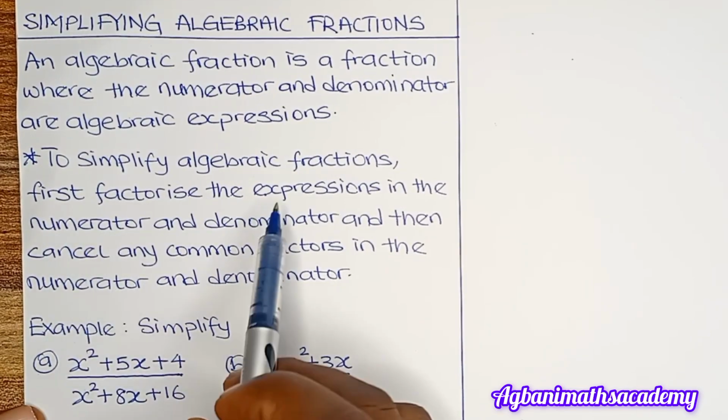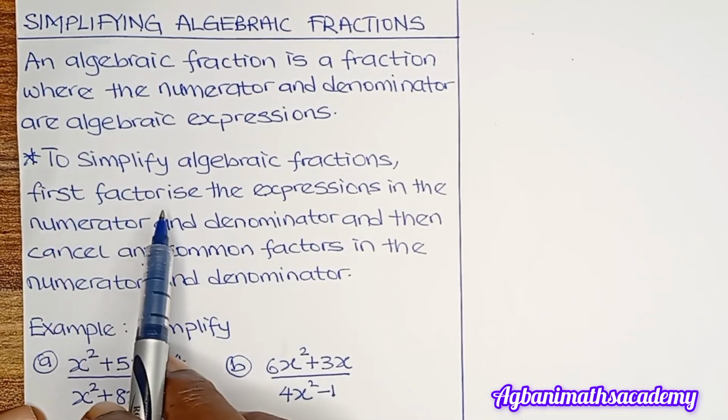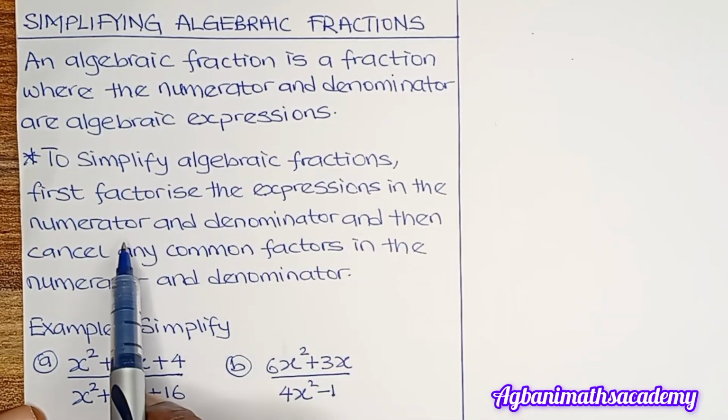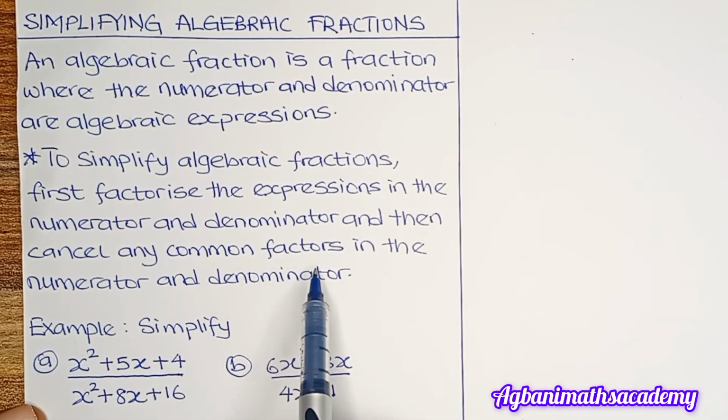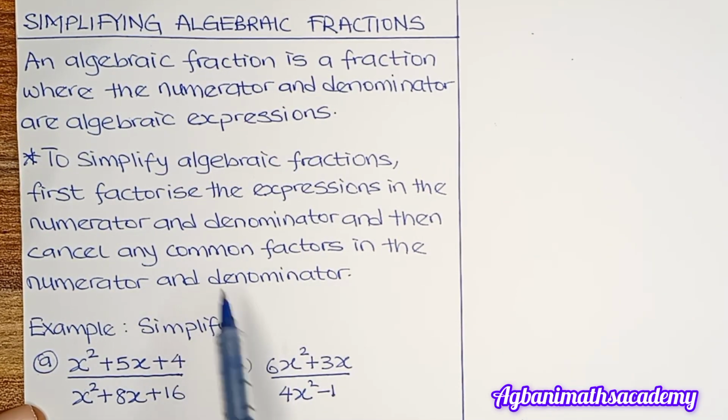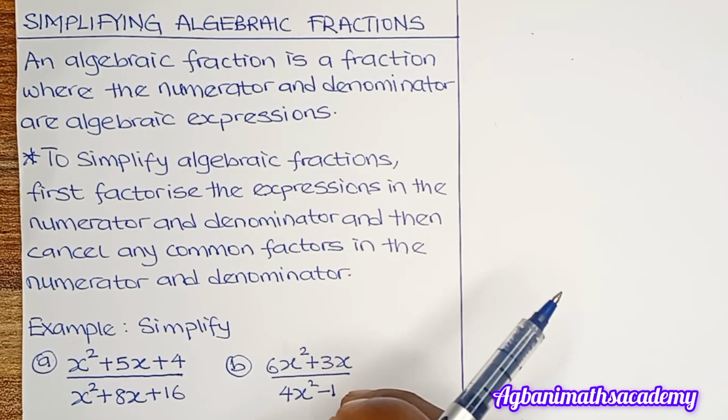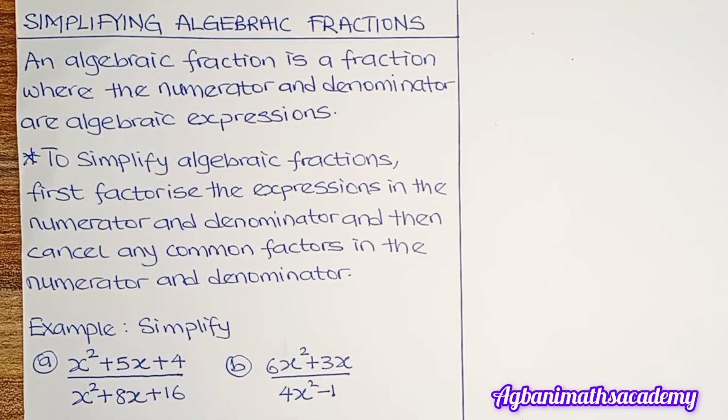Okay, to simplify an algebraic fraction, first factorize the expression in the numerator and the denominator, and then cancel out any common factors in the numerator and denominator. So it's a simple two-step process of simplifying algebraic fractions. The first thing you do is factorize the numerator, factorize the denominator, and look out for any opportunities to cancel out common factors in the numerator and denominator. So we're going to follow that process in solving these two questions that we have here.